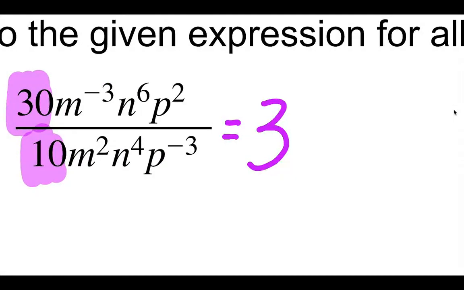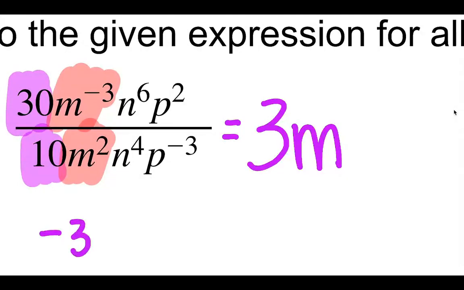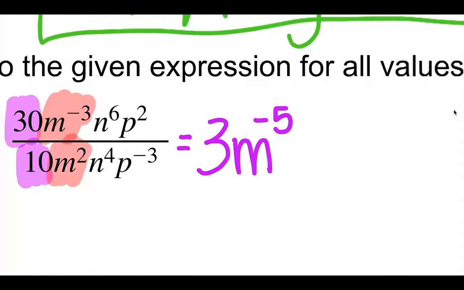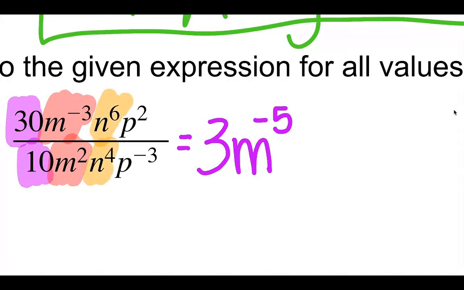Then I'm going to do my m. I've got m to the negative third and m to the 2. So keep the base of m. Negative 3 minus 2, same signs we add. So it's going to be negative 3 plus negative 2, which is really negative 5. And then I've got my n's. N to the 6th, n to the 4th. So keep n. 6 minus 4 is 2.